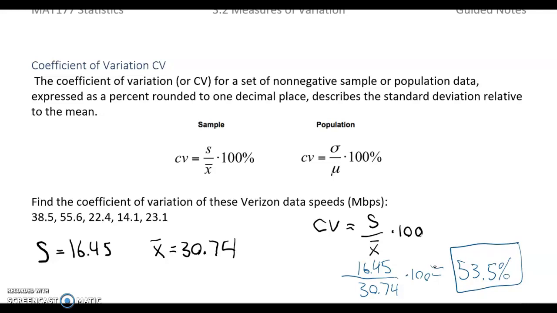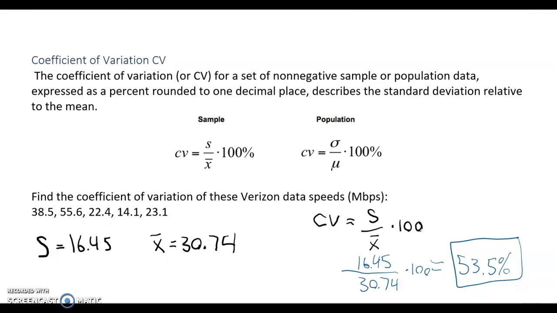So the standard deviation relative to the mean, our description of that is the coefficient of variation, and in this case it's 53.5%. Tune in to the next video to learn about the empirical rule and also the range rule of thumb.